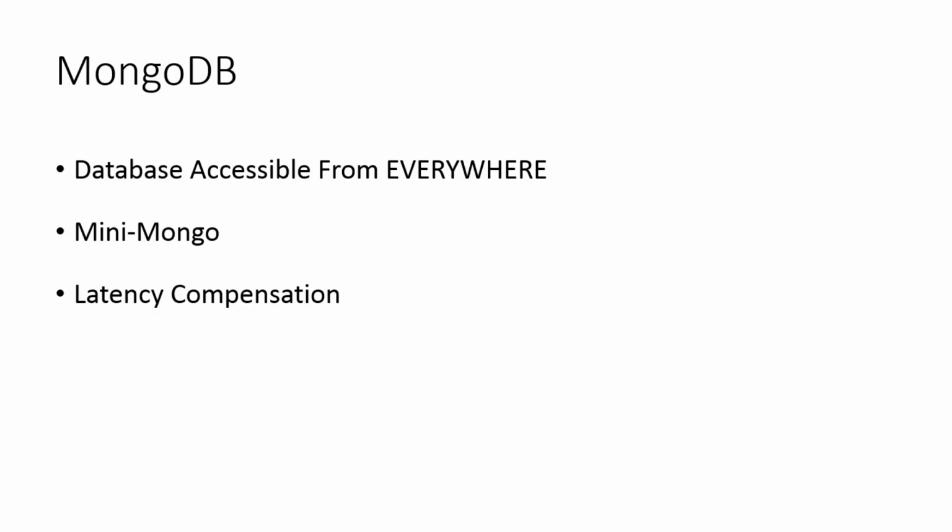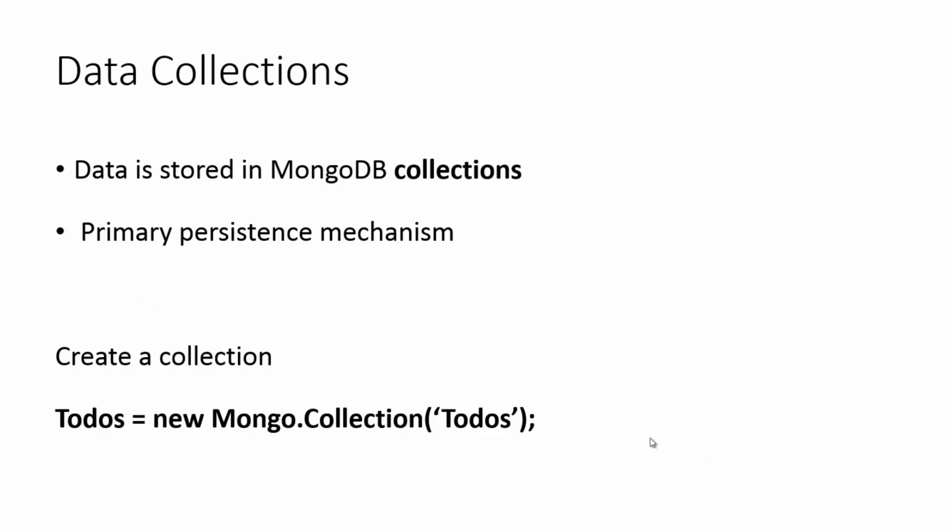When your application needs to change or display data, that all happens asynchronously on the client first, and then those changes are sent to the server, and that's called latency compensation. And we'll take a look at this later on.